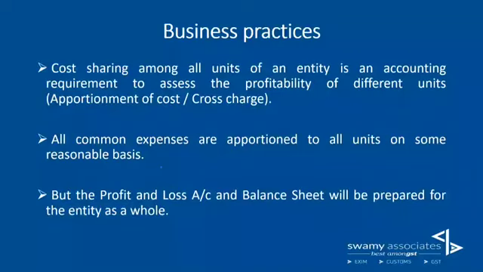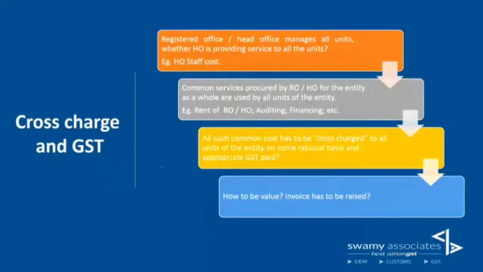This is a basic commercial requirement. But if you see the profit and loss account or the balance sheet of the company, that will be common. They may not be preparing individual balance sheet and individual P&L account. Everything will be consolidated, and for the company as a whole, a single P&L account and a single balance sheet will be prepared. But before coming to GST, this cost apportionment is a necessary requirement which is being followed by all the units.